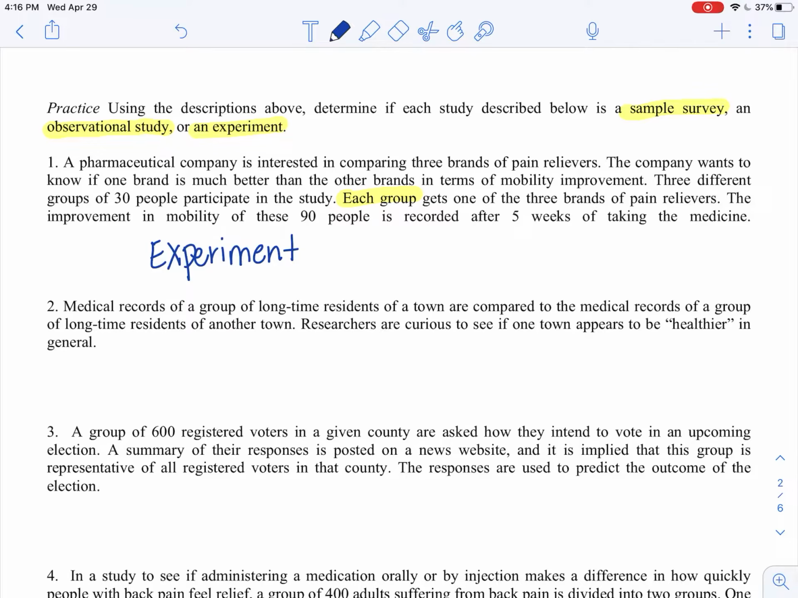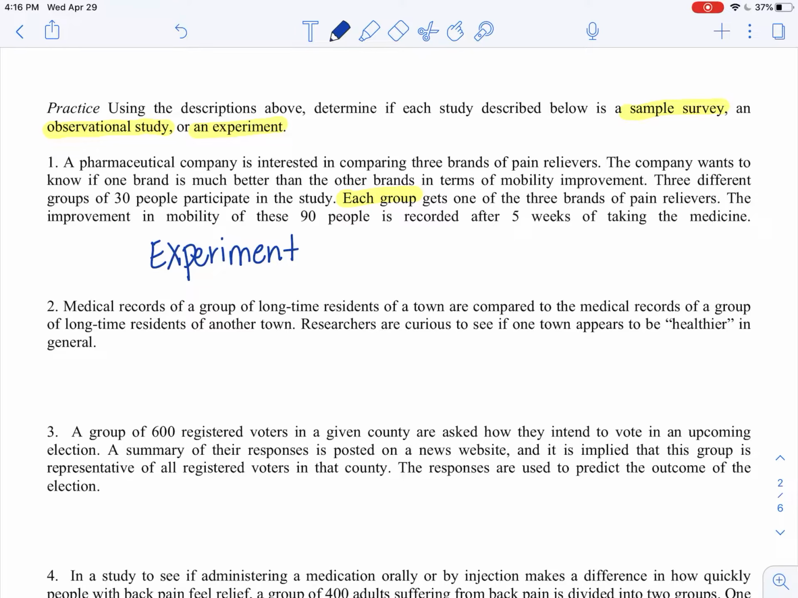Medical records of a group of longtime residents of a town are compared to the medical records of a group of longtime residents of another town. Researchers are curious to see if one town appears to be quote-unquote healthier in general. So you have to think about it. Are you actually asking people for input? It doesn't look like it. It looks like they're just looking at the records.